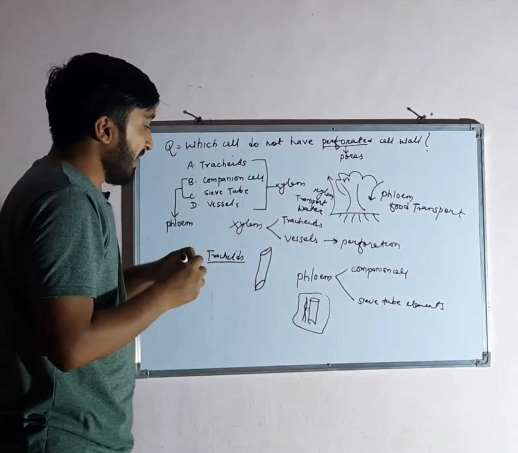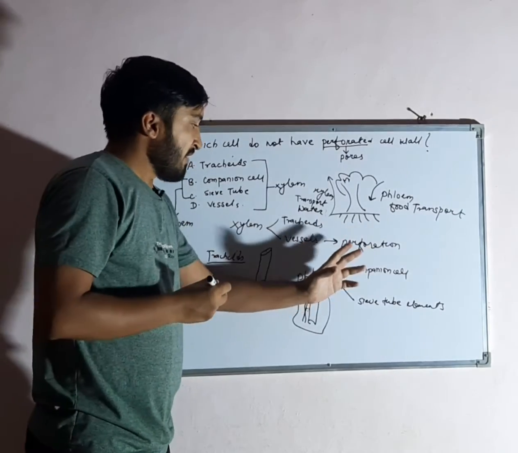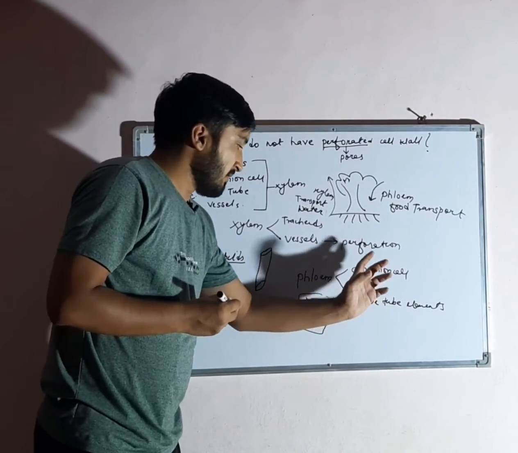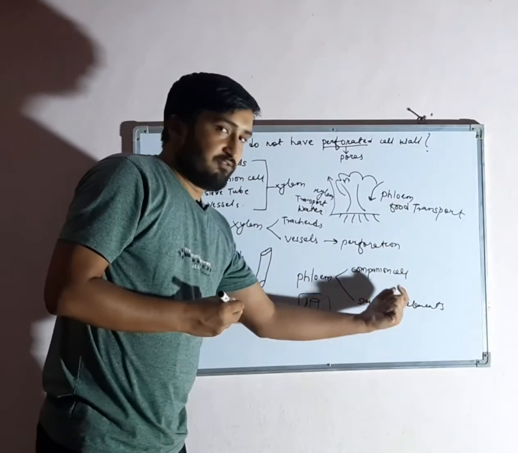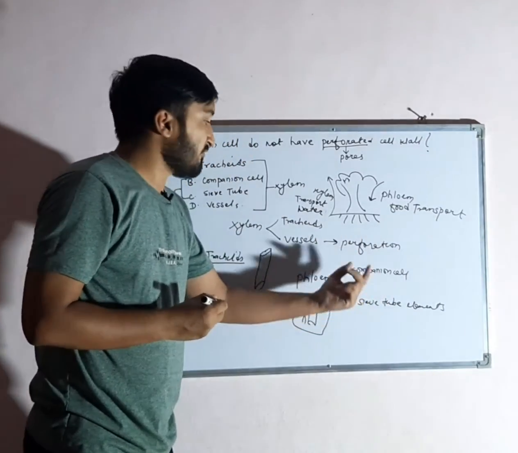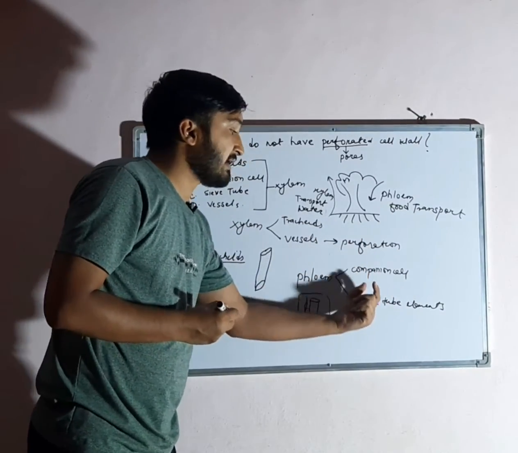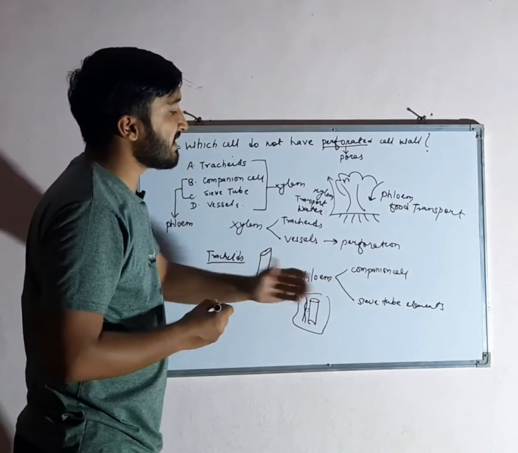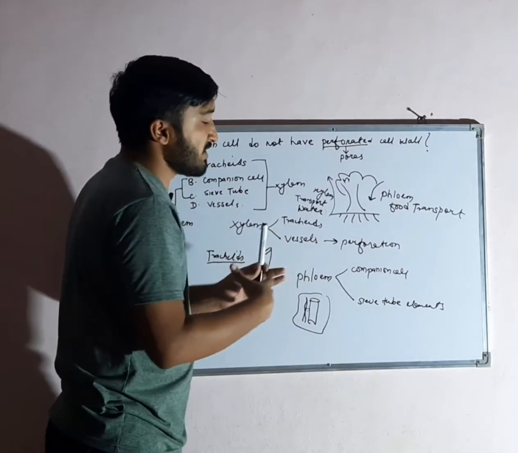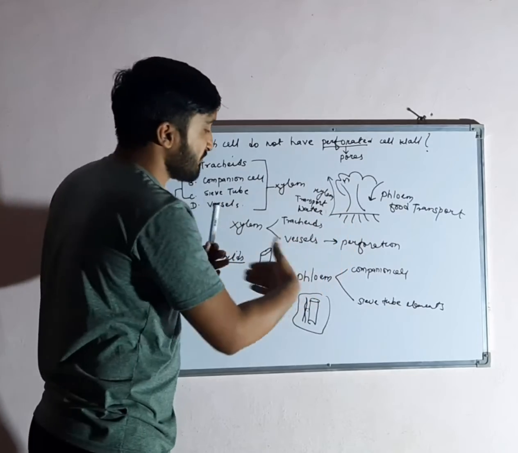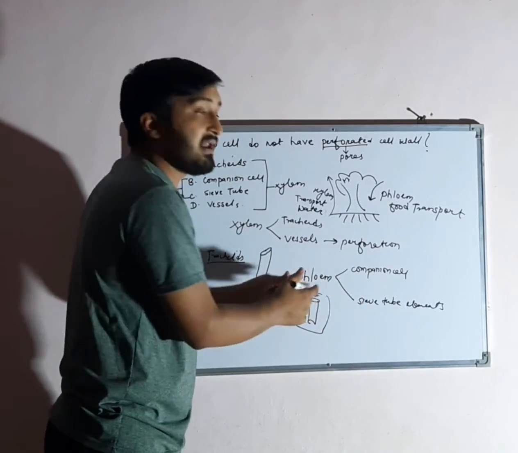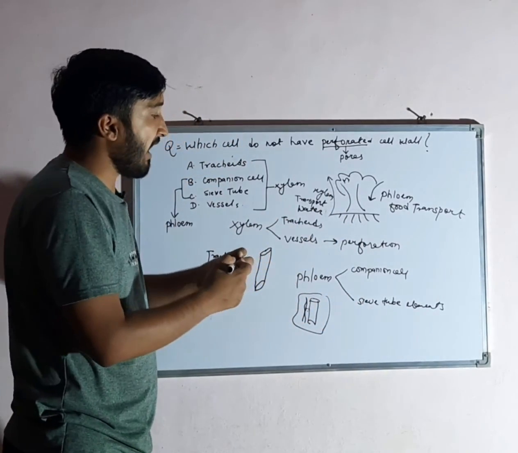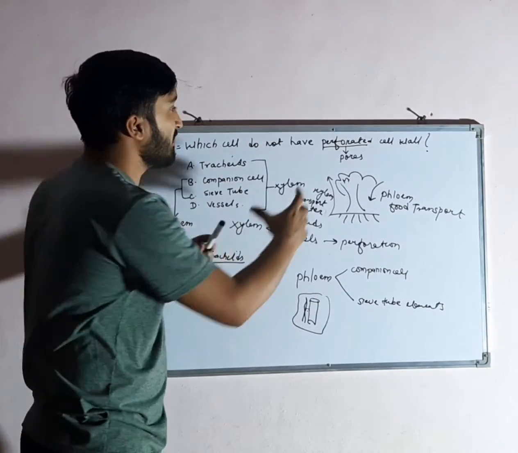Now the companion cells have two functions. First of all, they control the pressure gradient within the sieve tube elements, and second, the nucleus of the companion cells controls the activity of the sieve tube. So it is necessary that they must be associated and they must exchange the nutrients with each other. So the sieve tube elements and companion cells are able to exchange nutrients with the help of their perforated cell wall.